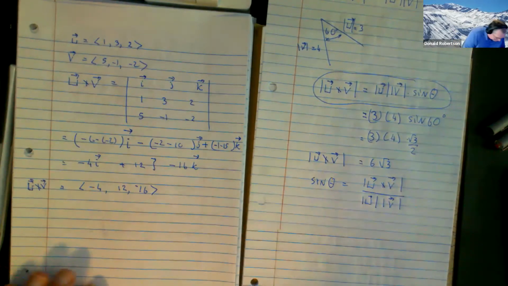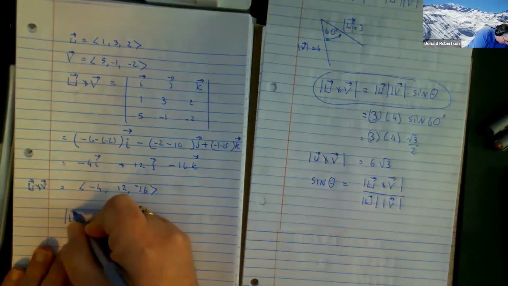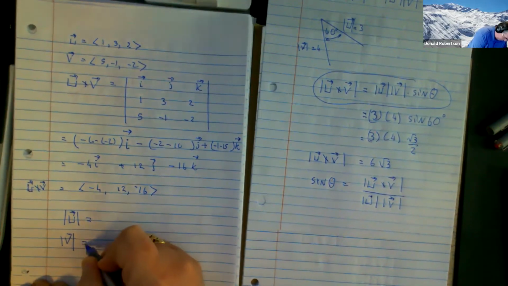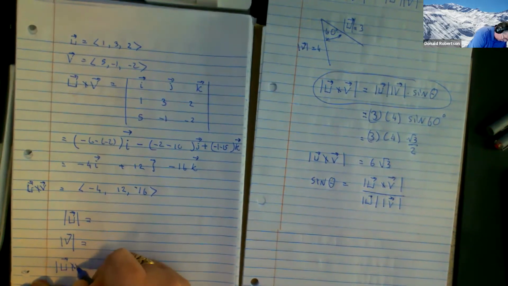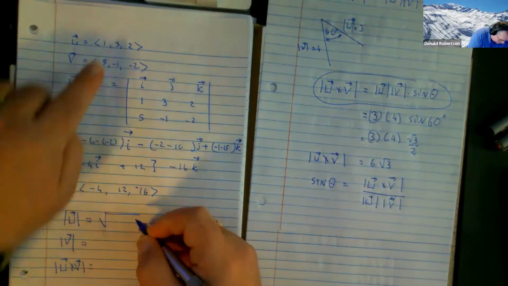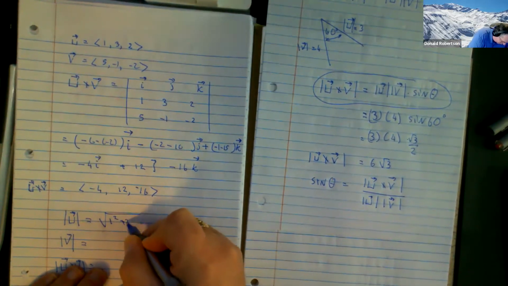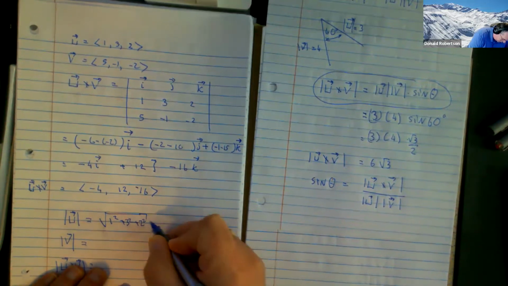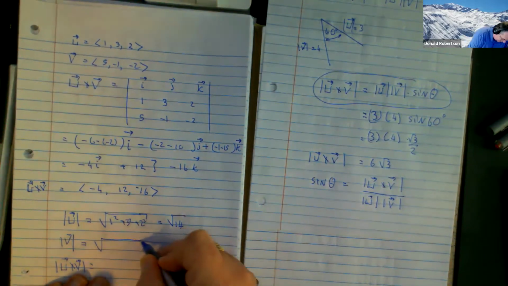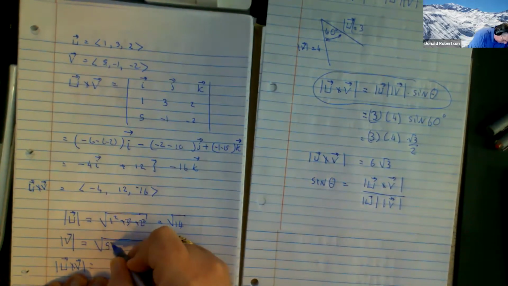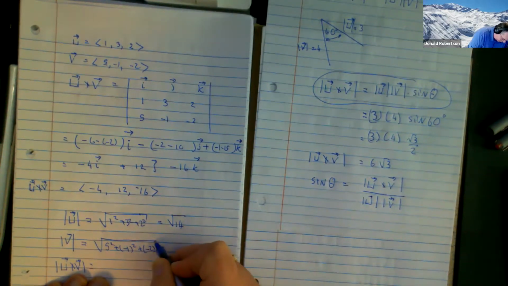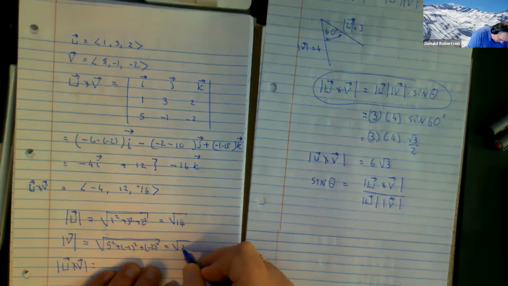So what do I need to know? Well, I need to know the magnitude of u, the magnitude of v, and the magnitude of our cross product. And since I know what each of these vectors are, it shouldn't be too bad. 1 squared plus 3 squared plus 2 squared, which I believe is the square root of 14. This one's a bit bigger. 5 squared plus -1 squared plus -2 squared, which I believe is the square root of 30.